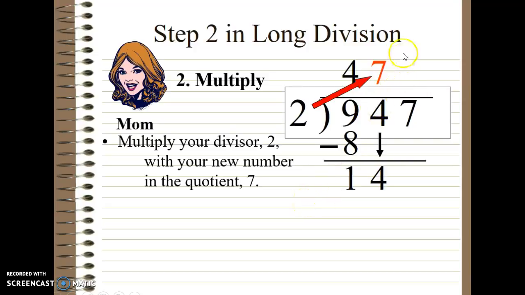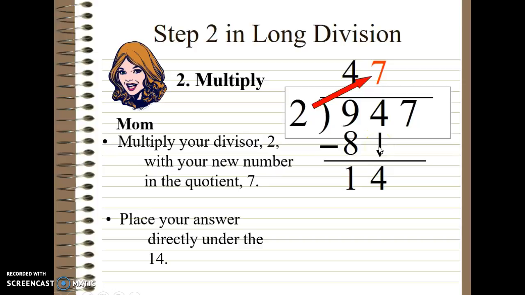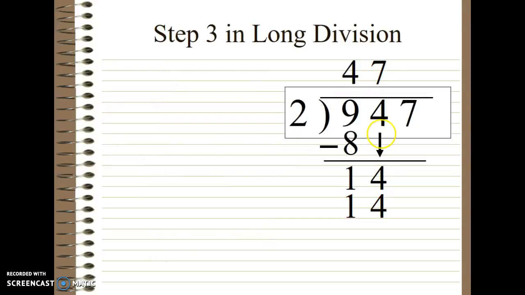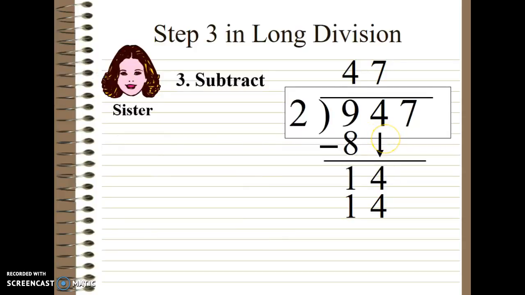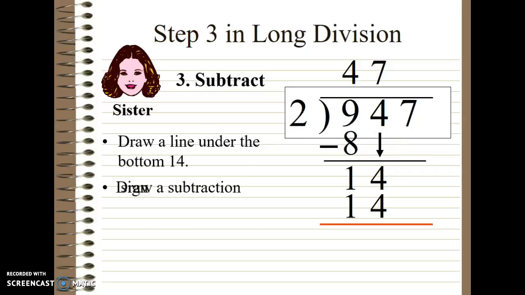They would have seen 7 tallies, but they would have already immediately written the 14 underneath the number 14, because that's what they got when they quickly did the tally boxes and skip counted by 2 up to the number 14. Now that we're done with multiplication, sister tells me to subtract. The 2 numbers I'm subtracting are both inside the dividend. It's 14 minus 14. After I draw my subtraction symbol, I'm going to get 0.